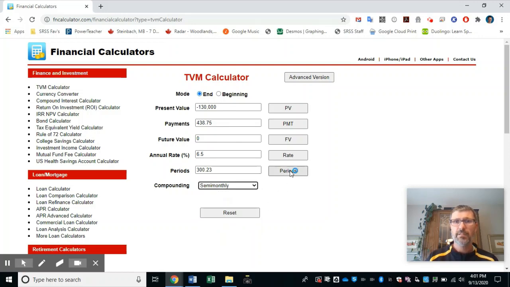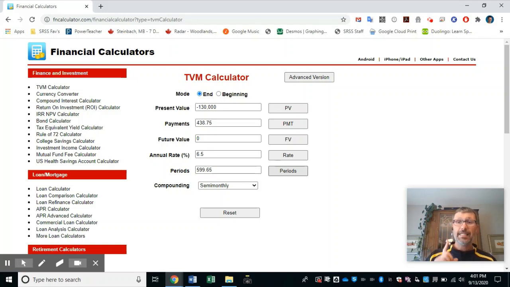And now if I click on this button called periods, it says 599. So it's just under. Well, in 25 years, that's 600 months. Oh, no, let me correct that. That's 600 half months. Yeah, so it's really not saving you a whole lot of time or money.